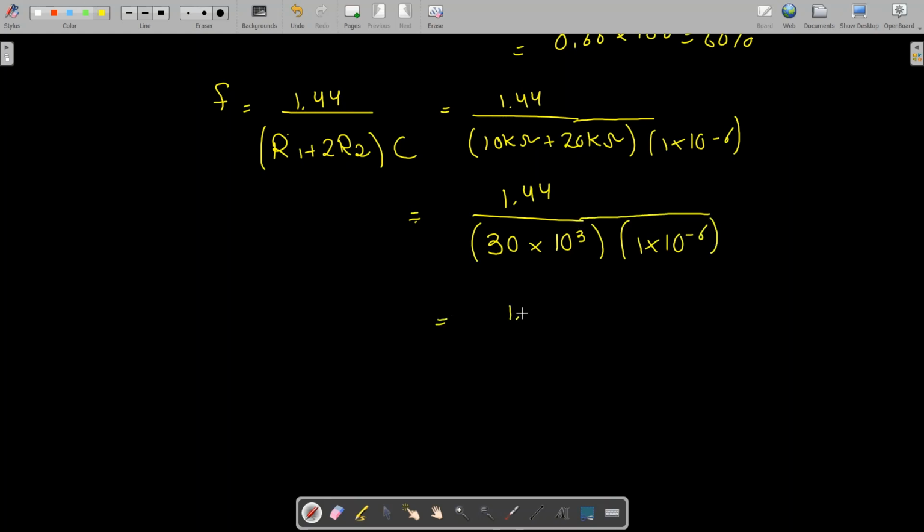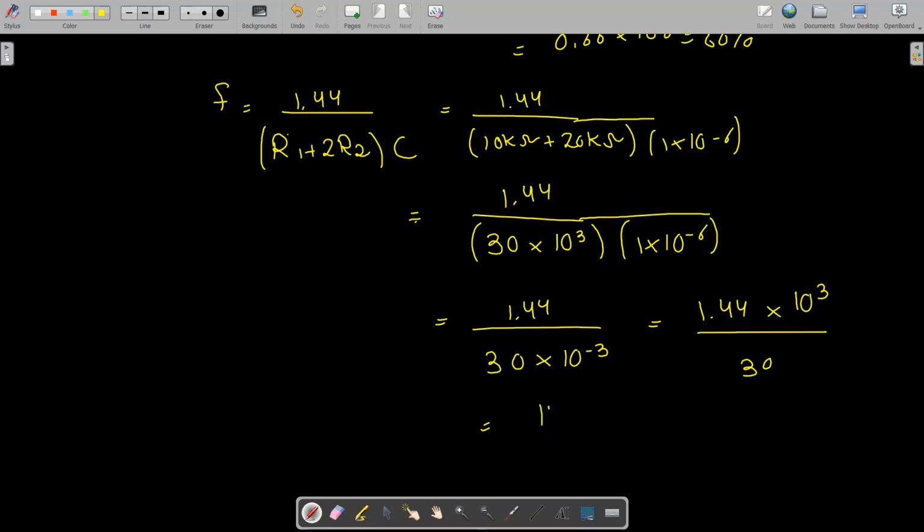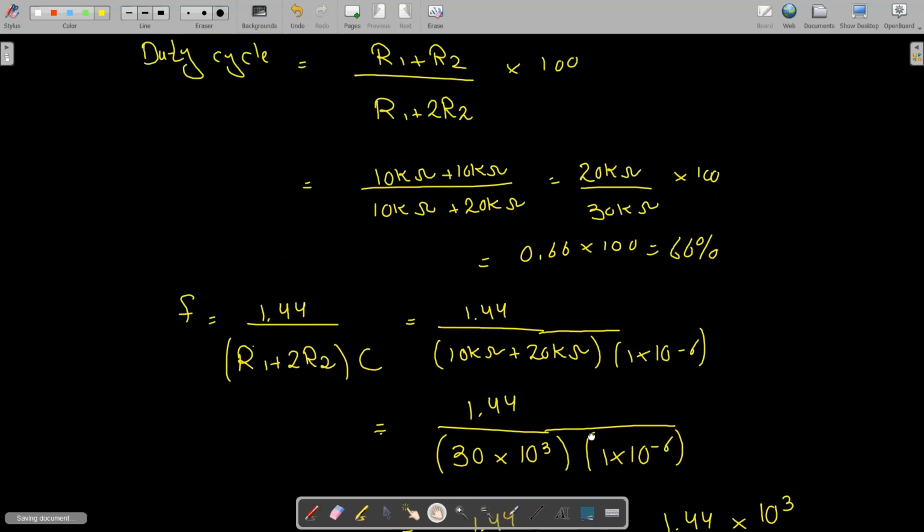Fine, I can write this as 1.44 divided by 30 multiplied by 10 raised to power minus 3. And I can write this as 1.44. This minus 3, when it moves to the numerator, it becomes plus 3. So this is 10 raised to power plus 3 divided by 30, which means that we have 1440 divided by 30. So we are going to solve it, and this comes out to be 48 hertz. So the frequency F is equal to 48 hertz. So that's what was required.